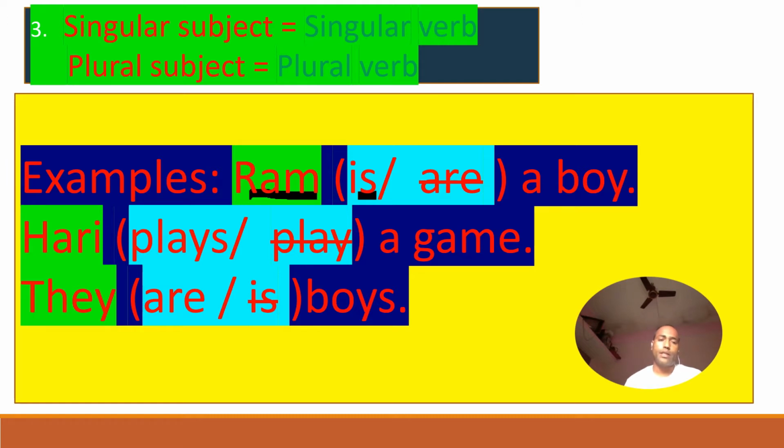Let us see here the next example. They are boys. Why they are boys? Why not they is boys? They are boys only, not they is boys. Why not? Because they means more than one. It means it is plural, and are is also plural. So plural subject and plural verb we see here.